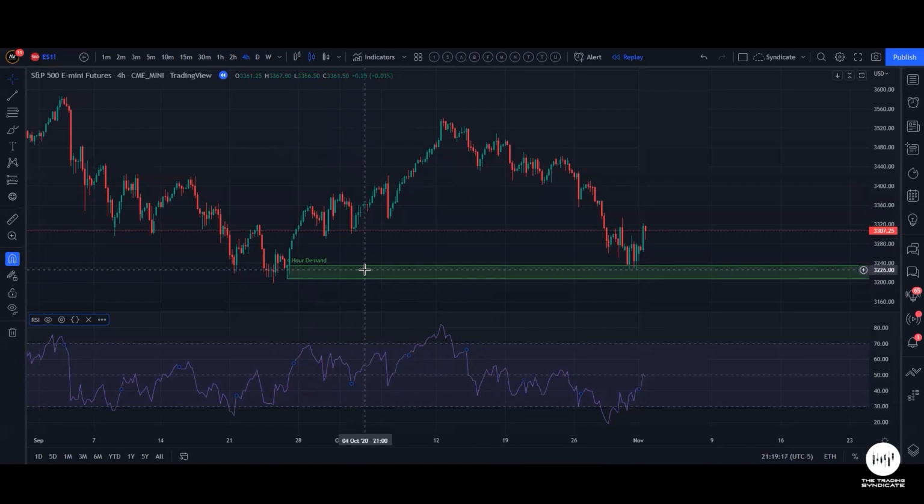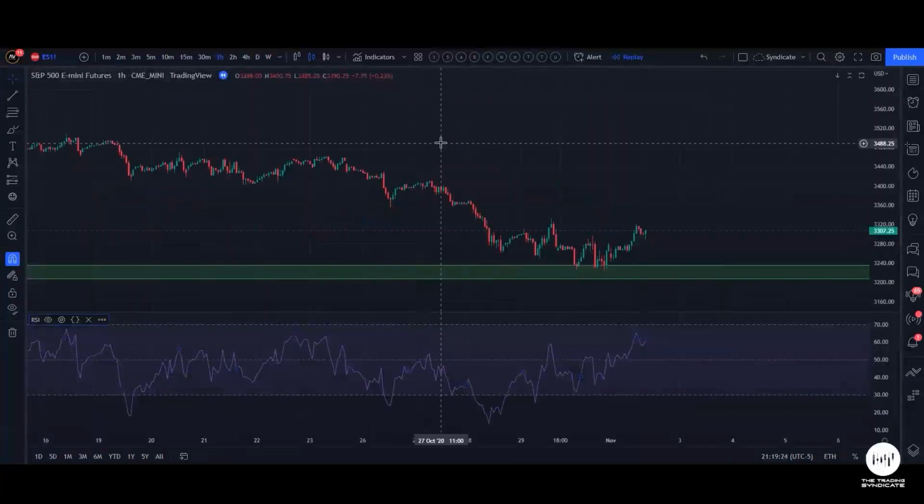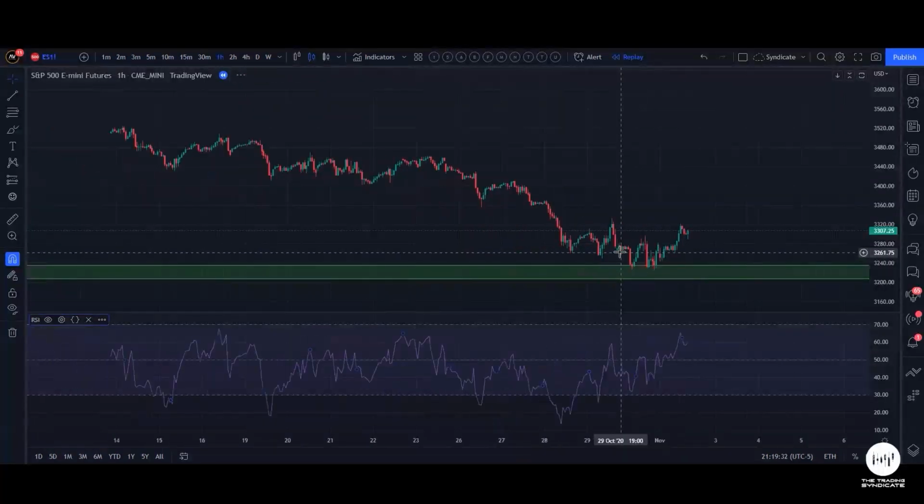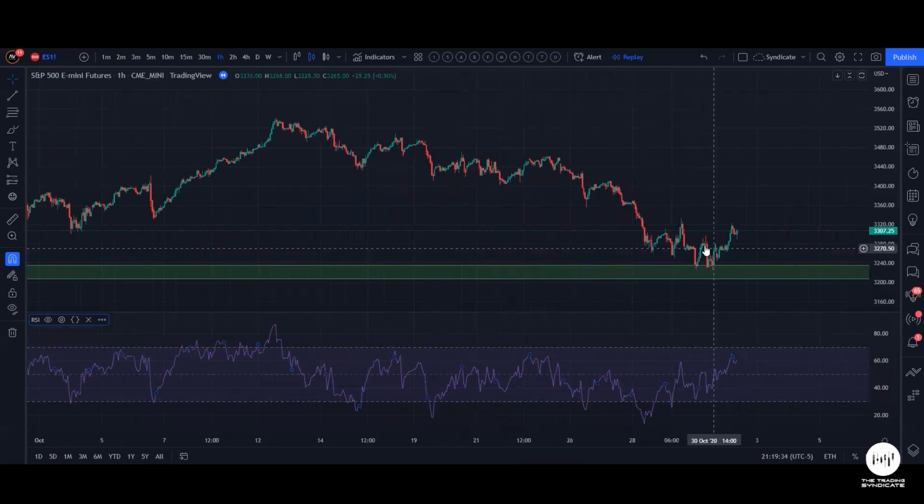Recall, we identified an entry for a move off of this demand zone using the 1-hour charts, so we'll go ahead and use that to identify our take profit levels. Recall, we saw that falling wedge with that bullish divergence, which gave us a strong reason to enter this trade and ride it to the upside. But now let's see how our taking profit strategy would work.